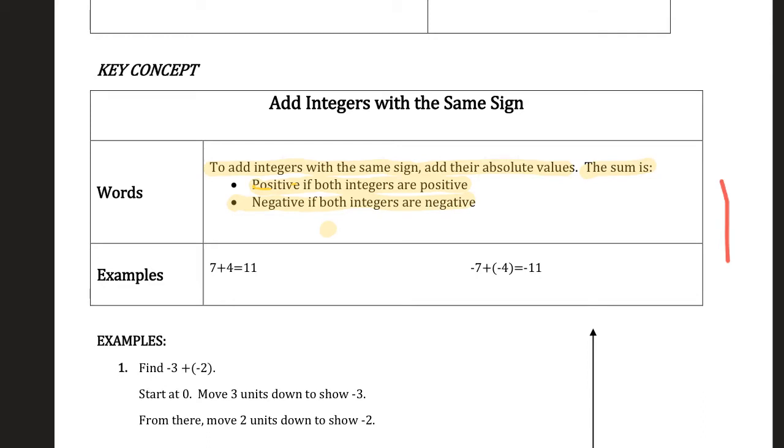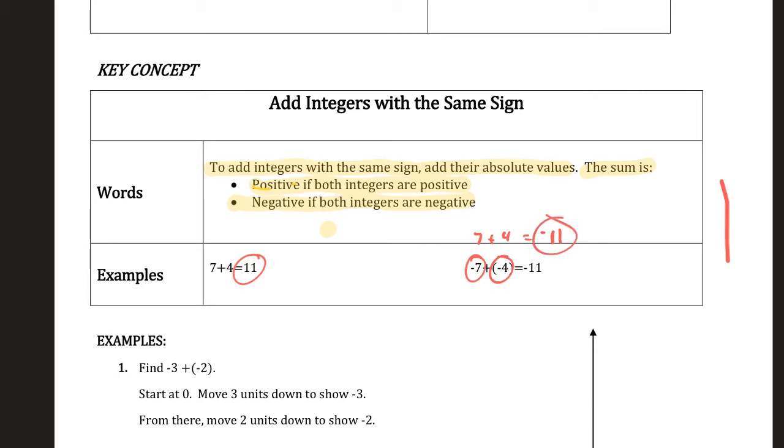Let's try to make sense of that. If I have 7 plus 4, you've been doing this your whole life. Both integers are positive, so your answer is going to be positive. On your right, you have negative 7 plus negative 4. Well, you add them, so just think of their absolute values. The absolute value of negative 7 is 7. The absolute value of negative 4 is 4. Add that together, 11. But our original values are negative, so if both integers are negative, your answer is going to be negative.